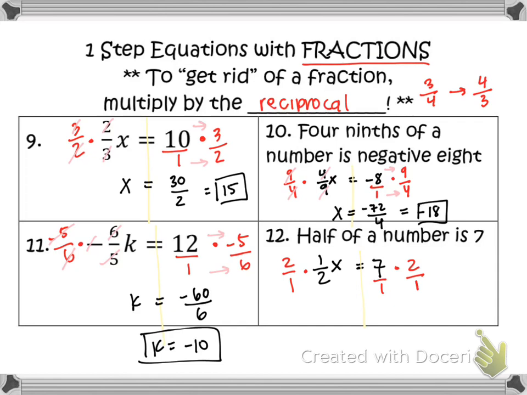So on the left side, the 2's cancel and the 1's cancel. I'm left with x equals, and then on the right side, when I multiply straight across, that's going to give me 7 times 2, which is 14, all over 1 times 1, which is 1. But I know that 14 over 1 is the same thing as just 14.